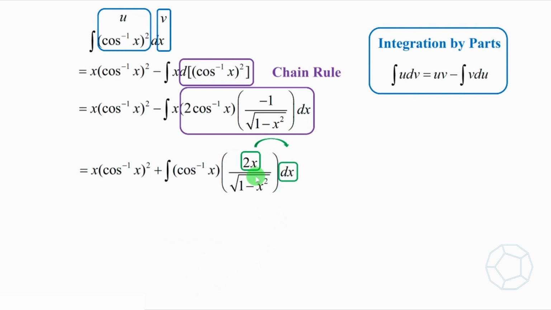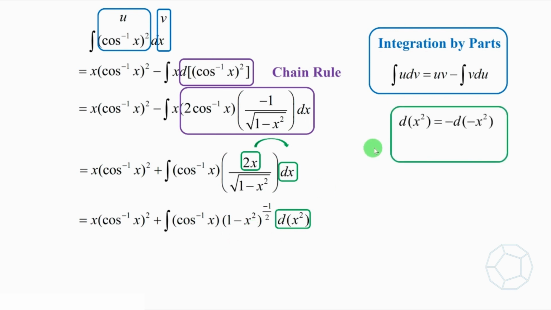Well, let's start with 2x. After absorption, we get the bracket x squared. At the same time, let's write the denominator as 1 minus x squared to the power of negative 1 over 2. Alright, our goal is to change the differential into the form 1 minus x squared. Here, we put a negative sign inside the bracket. Therefore, we have another negative outside.